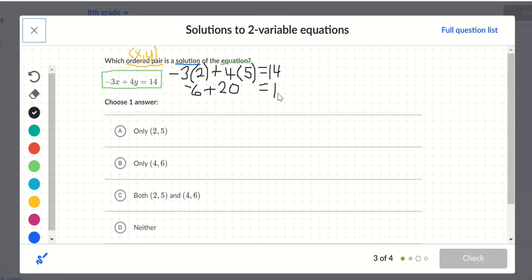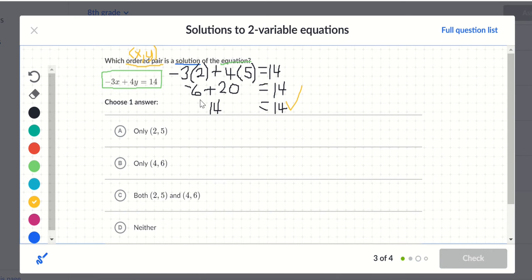And then I'm bringing down 14. Then I want to simplify this even more. Negative 6 plus 20 would give us positive 14. Then I bring my equal sign again and bring down this 14. So now we are left with 14 equals 14. Is that a true statement? Yes. The last time I checked, 14 equals 14. Because this is a true statement, that means that 2, 5 is a solution for this equation.